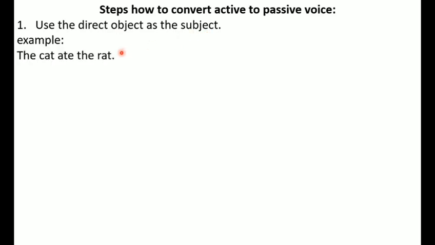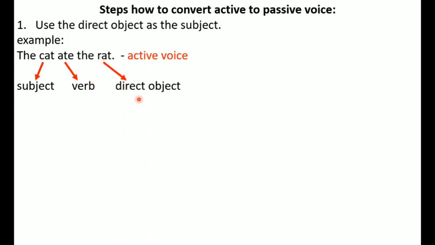Say, for example, we have here an active voice sentence. The cat ate the rat. Now, this is active voice. We have the subject, cat. Ate is our verb. Rat is our direct object, because it answers the question what? The cat ate what? The answer is rat. So it is a direct object. And we can convert this into passive voice like this.